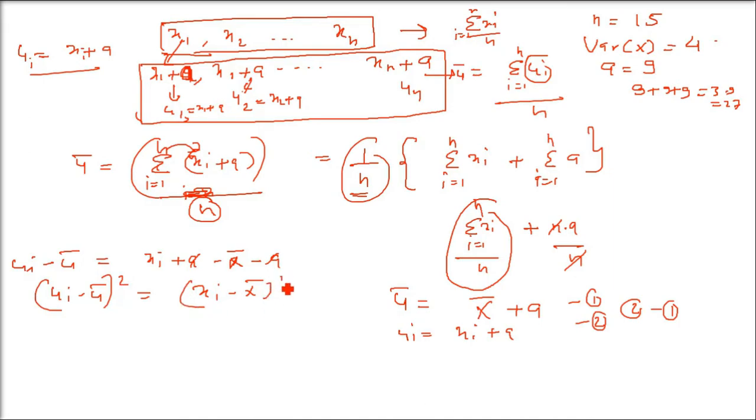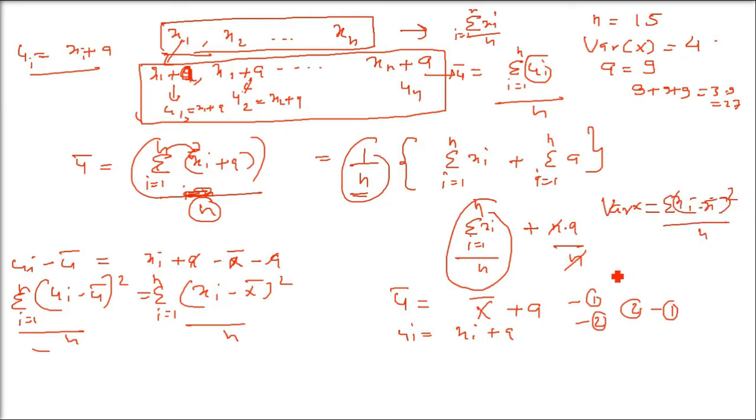Just square both sides. Square this. And you can apply sigma as we did in the previous discussion. You can apply sigma from i equals 1 to n. Now, you can also divide both sides by n. I hope you know, variance of x is sigma xi minus x bar whole square by n. Variance of u is sigma ui minus u bar whole square by n. So this is variance of u. And this is variance of x. So variance of u is equal to variance of x.